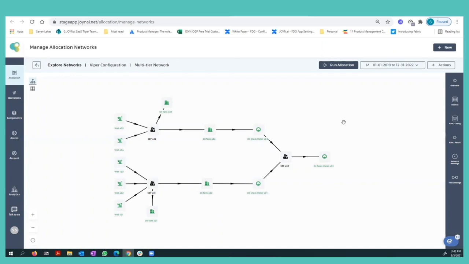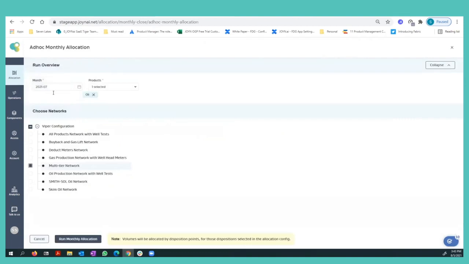As a way to demonstrate this, I've modified our provision multi-tier network in this manner. First I'll run allocations for this network without FIFO override enabled, then I'll show you how to enable FIFO override, and how this affects the inventory drawdown. So I modified the network a little, and then ran the allocations for the month of July for the multi-tier network.